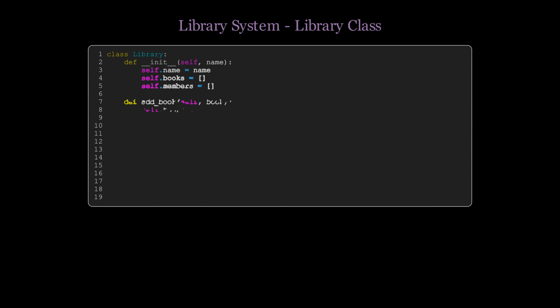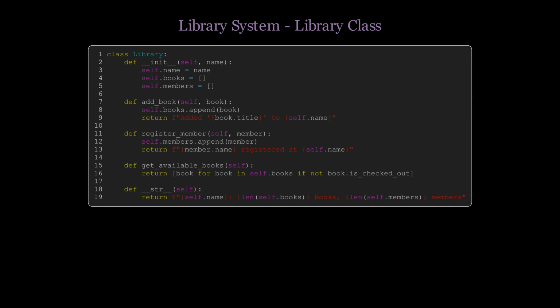Finally, the Library class manages the entire collection and membership. The Library class manages books and members' collections. It can add books, register members, and query available books. This top-level class coordinates the entire system, demonstrating how multiple classes work together in object-oriented design.